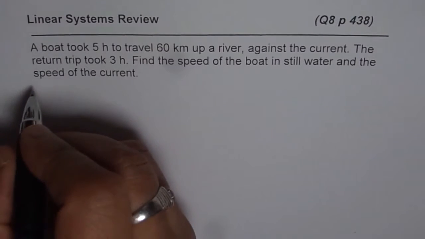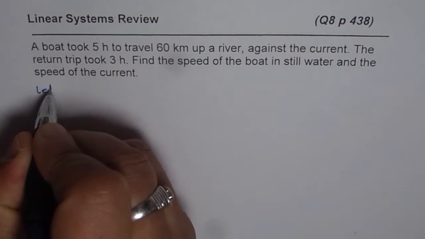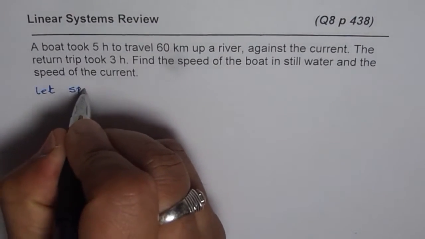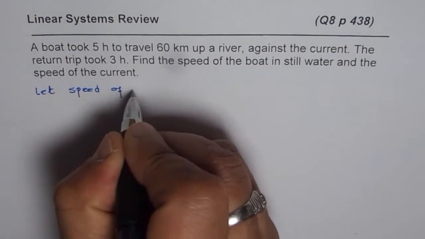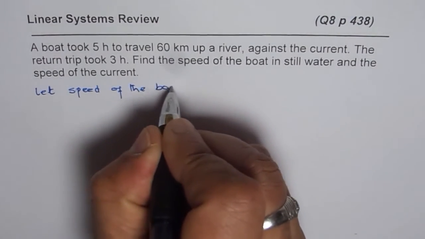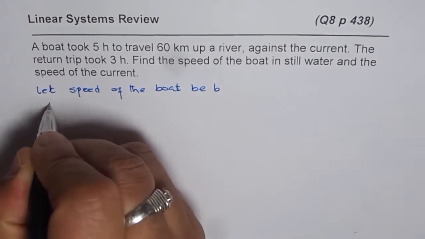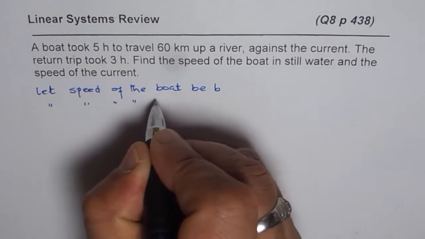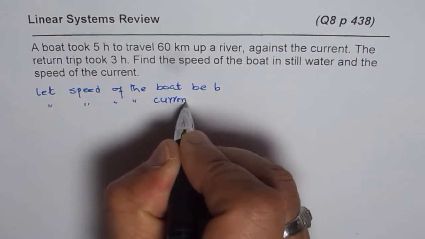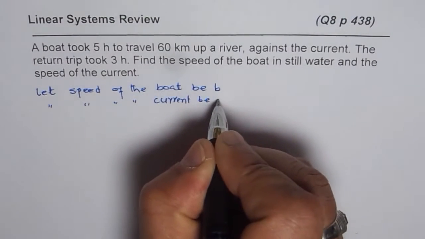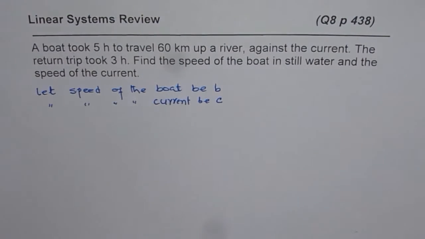First thing you should do is define your variables. You say a let statement, right? Let speed of the boat be, let us say B, and then say let speed of the current be C. So first define your variables.